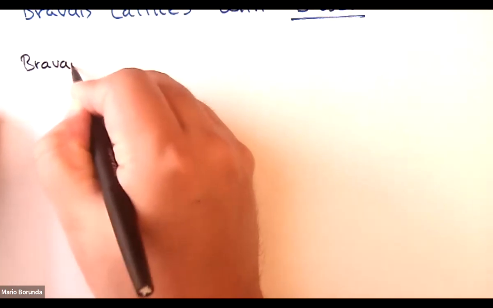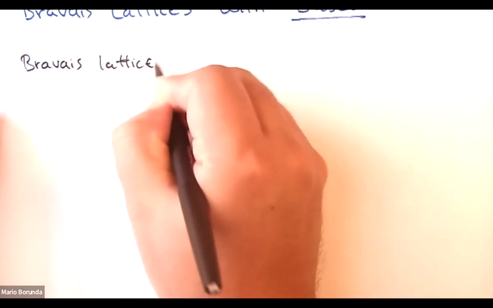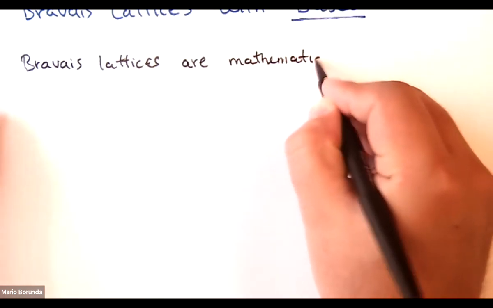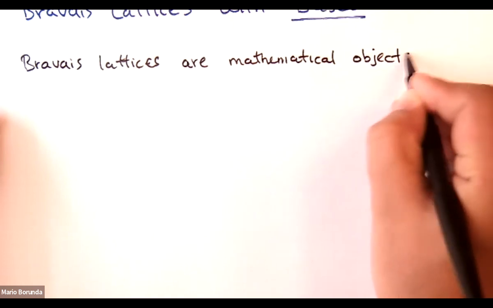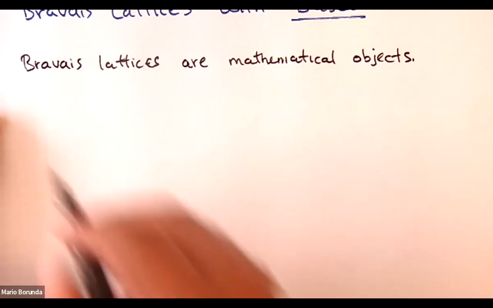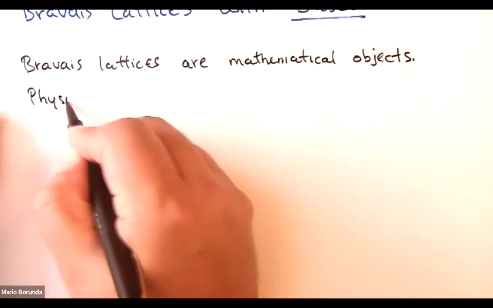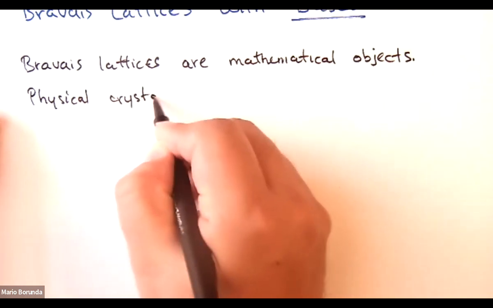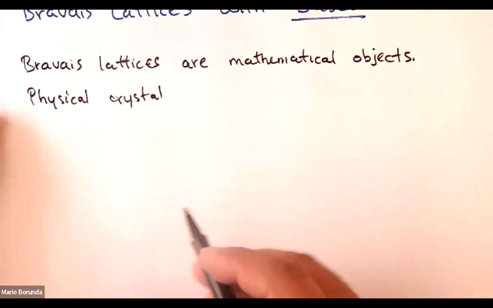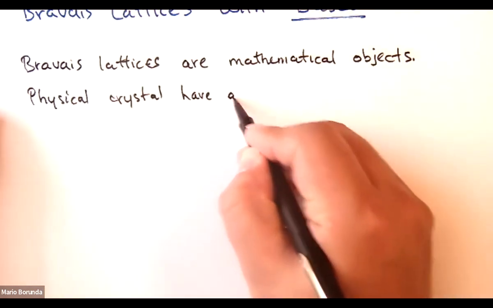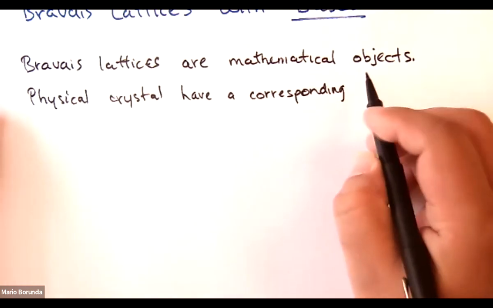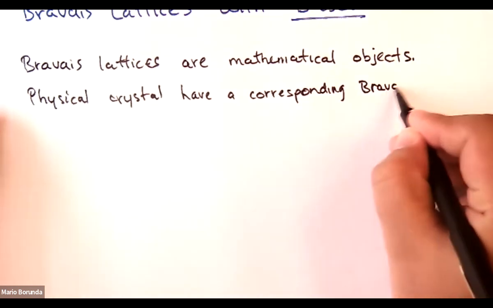So Bravais lattices are mathematical objects. Physical crystals, like for instance, if you have a diamond, if you have quartz, have a corresponding Bravais lattice.